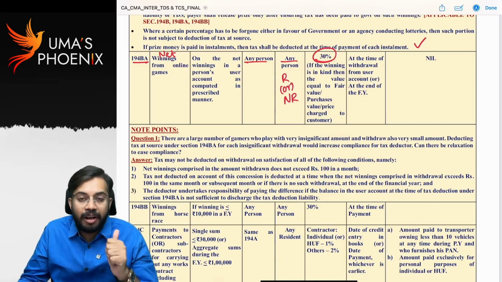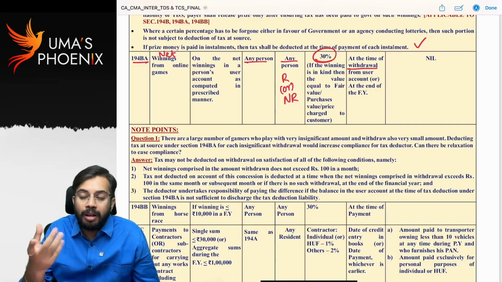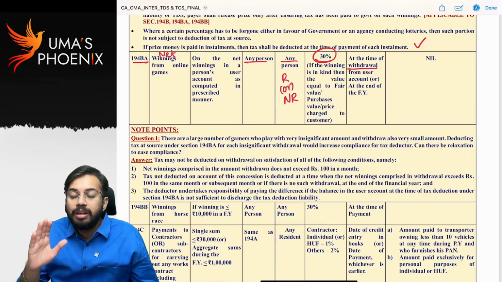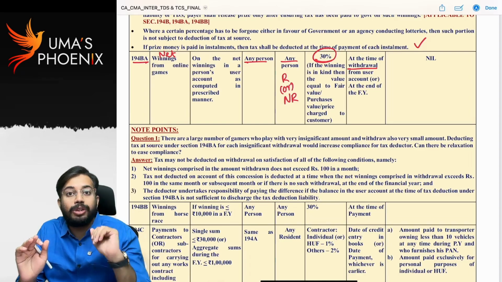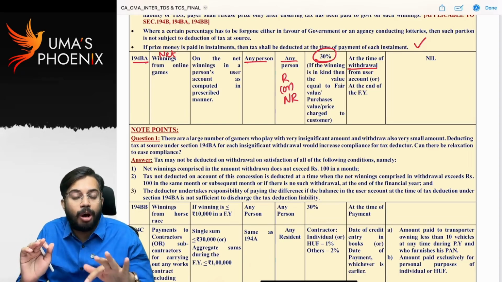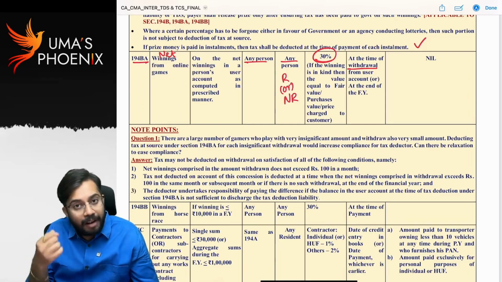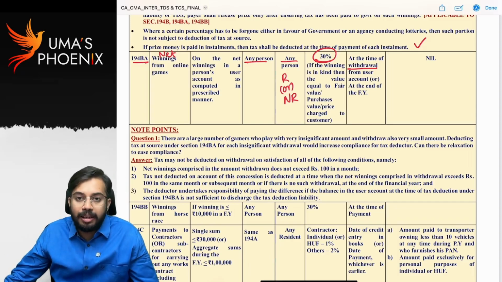Sir, when is TDS required to be deducted? TDS is required to be deducted at the time of withdrawal. See, I am playing online gaming, an online casino. In my account 10,000 rupees is deposited. TDS will not be deducted. Only when I withdraw, then TDS will be deducted. Another point: under 194B, a 10,000 rupees threshold limit is there. For net winnings from online gaming, there is no threshold limit. Even if I won 500 rupees and withdraw 500 rupees, on that 500 rupees TDS will be deducted under section 194BA. Is it clear? So when will TDS be deducted? At the time of withdrawal.